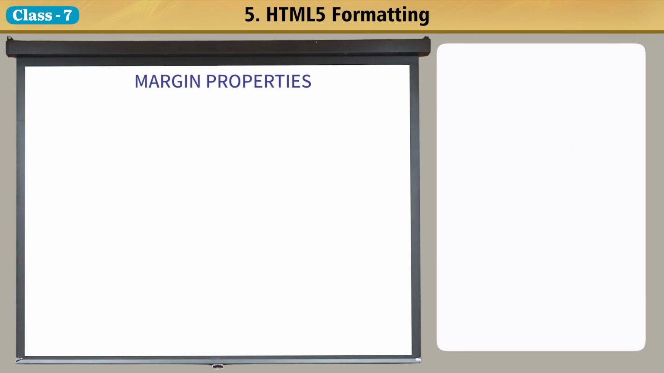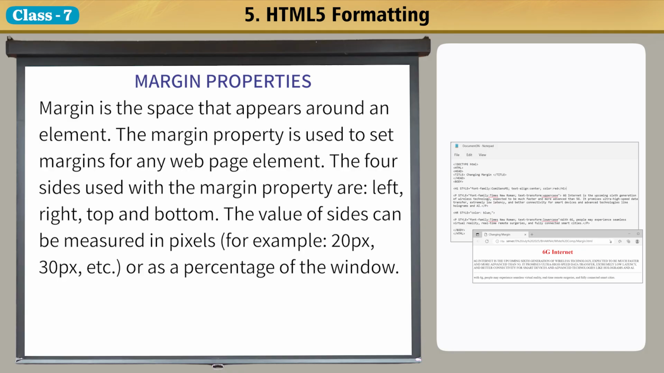Margin properties. Margin is the space that appears around an element. The margin property is used to set margins for any web page element. The four sides used with the margin property are left, right, top and bottom. The value of sides can be measured in pixels, for example, 20px, 30px, etc., or as a percentage of the window.